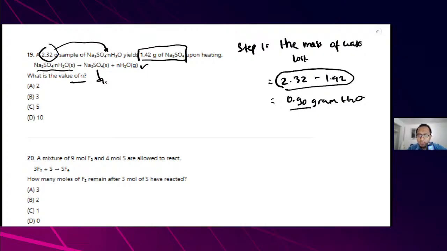Okay, so the question is, what is the value of n itself? Now we already have the grams of H2O, 0.9. We need to get the moles first. 0.9 over 18. So the answer will be 0.04995 mole H2O. Okay, we can understand from here.